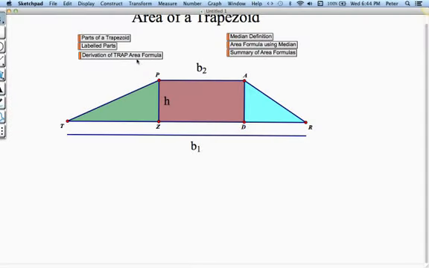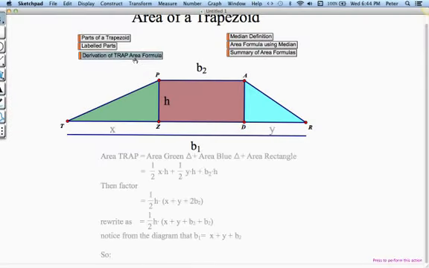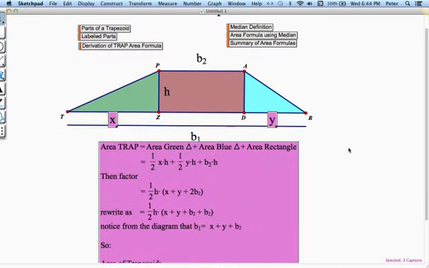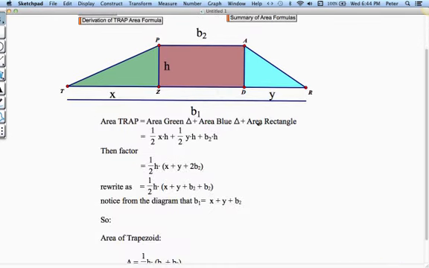Okay, so let's take a look at the derivation of where this area formula for trapezoids comes from. The first thing I'm going to do is divide base 1 down here into three parts. The base of the first triangle, the green triangle, I'm going to call x. The base of the blue triangle, I'm going to call y. And notice that the base of this rectangle is going to be the same as the upper base, base 2. I could think of it as being down here, or we'll just leave it up there for now.